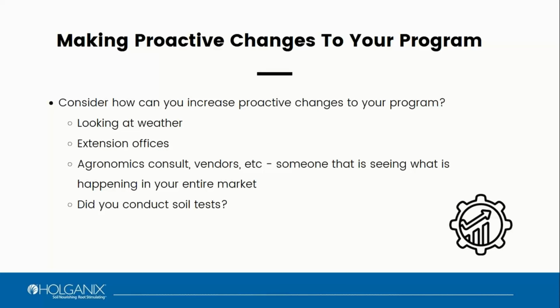So going into proactive changes to your program, again, what can you do proactively to change your program? Looking at the weather, sometimes we're going to have spring that comes in and hits us hard, tons of rain. And sometimes we're going to be going through droughts. Just paying attention to the weather and being able to pull audibles when necessary. Not only to get the timing of the application out and keep your customer base happy, but also get the product down at the correct timing.